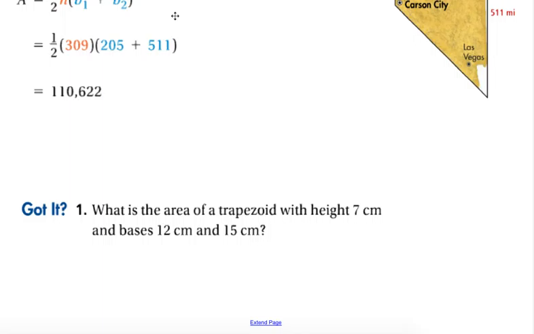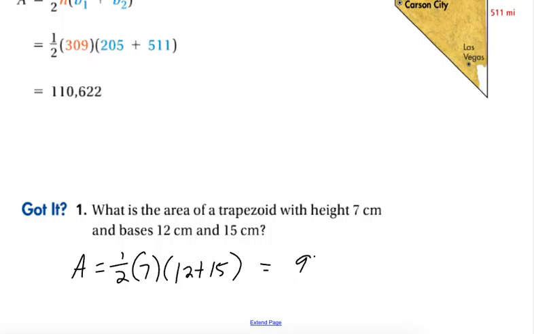All right, hope you gave that a try. Let's go ahead and take a look at that one. So our area is equal to 1/2 of the height, in this case 7, and the bases are 12 and 15. So 12 and 15 give us a total of 27. Multiply your 27 times 7, and then divide that by 2, and let's see if I did that right, 27 times 7, and then divided by 2, I get 94.5 square centimeters.